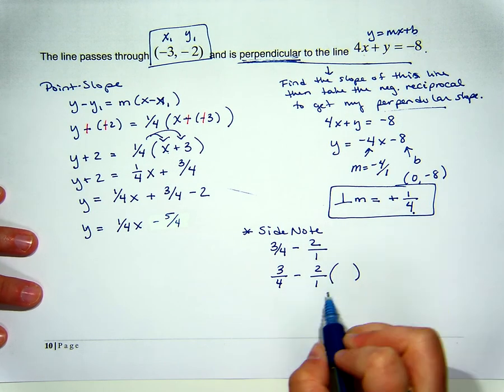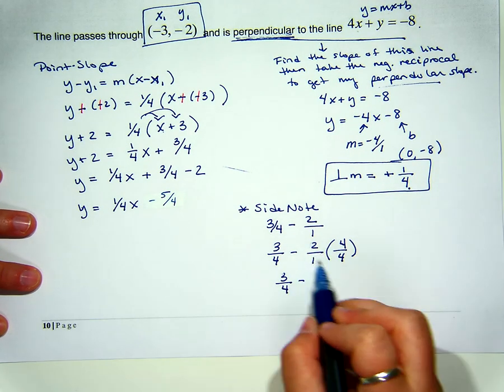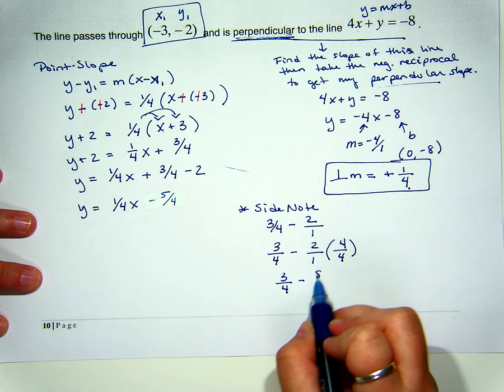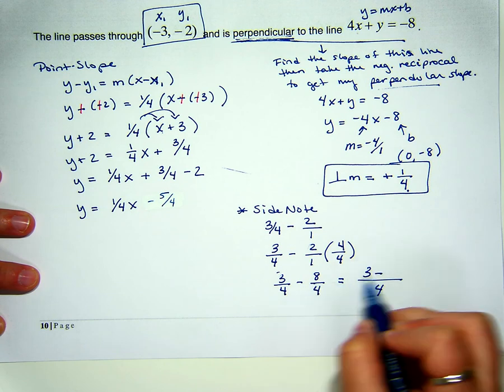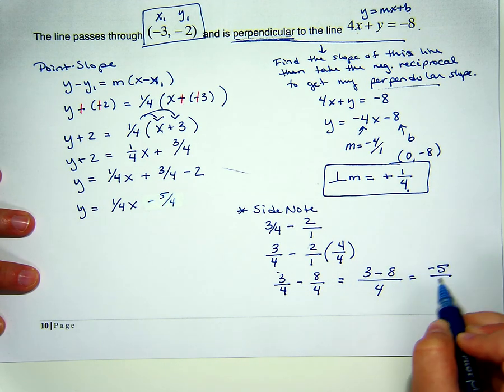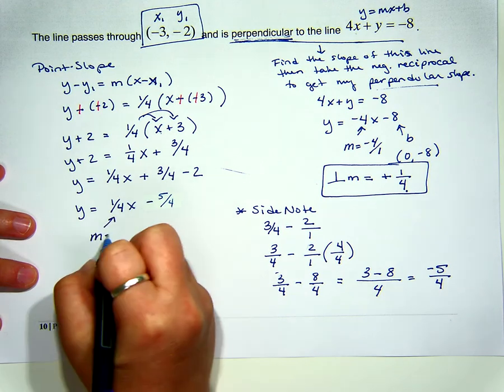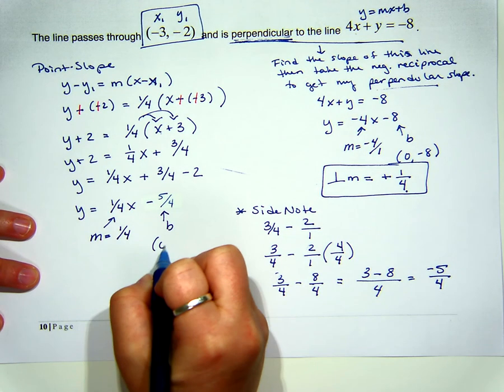How do I change a 1 to a 4? Multiply by 4. But what you do to the bottom, you must also do to the top. Fraction multiplication, straight across. 2 times 4, 1 times 4. Now they have the same denominator, make it one big fraction. 3 minus 8, negative 5 over 4. And that's how I got my fraction over here. This is in the form mx plus b. m is the number next to your x, so my slope is a 4th. b is the number by itself, so my b is negative 5/4.